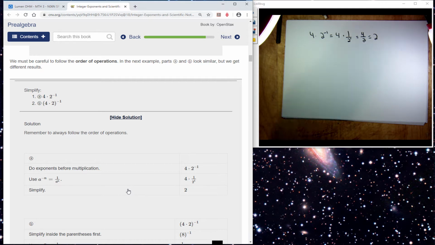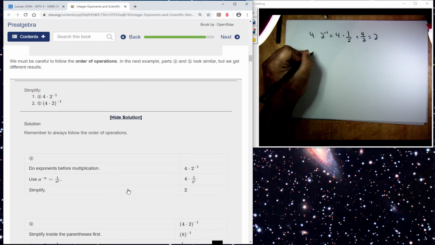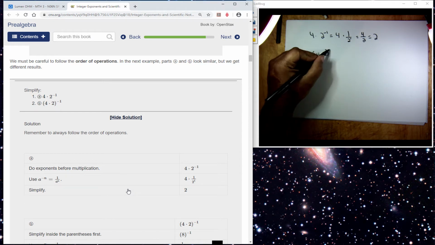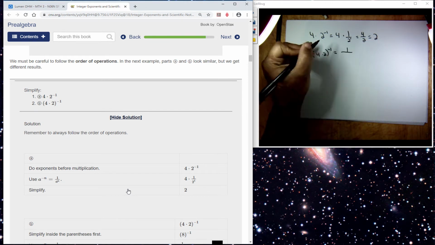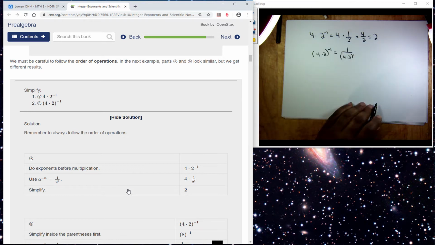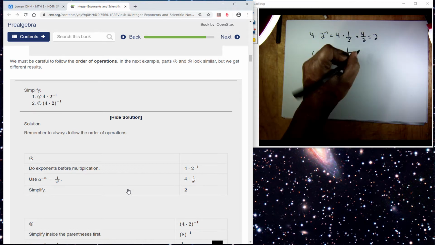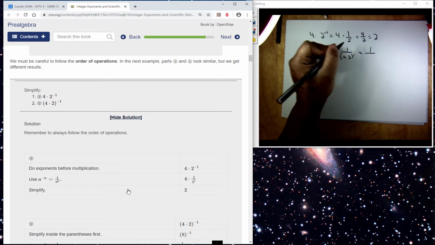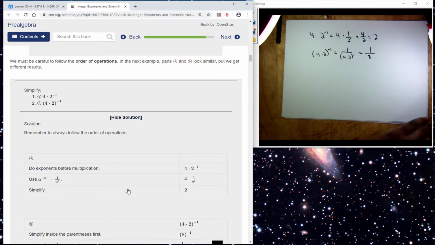The next one we have here is 4 times 2 to the negative 1 power. You rewrite that one. Now we have 4 times 2 to the first power. 4 times 2 is 8. And that's our final answer.